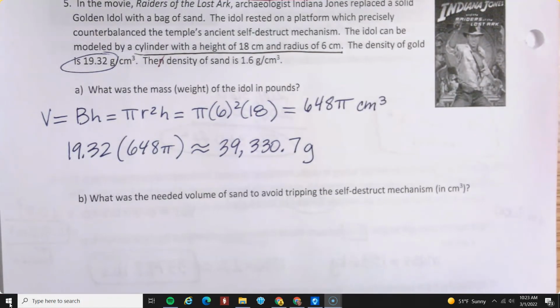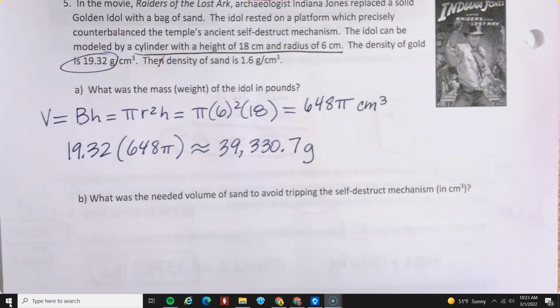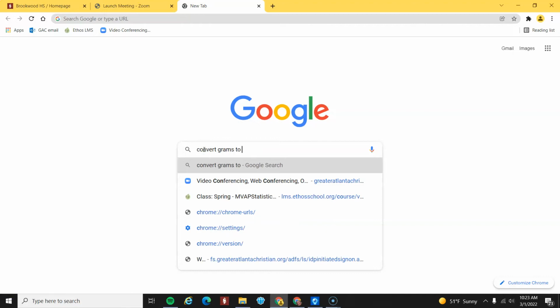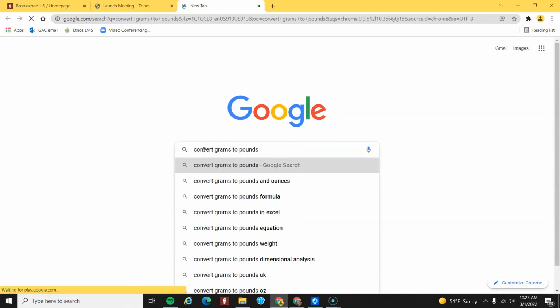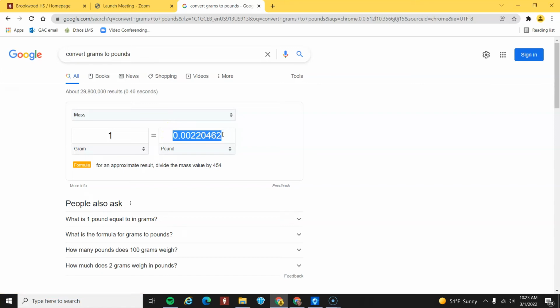All right, so I need to figure out what the weight is in pounds. So again, I need to convert grams to pounds. Let's go ahead and hit up Google and type convert grams to pounds. 1 gram is this amount of a pound. A pound is bigger than a gram. So for each 1 gram I have, I'm going to multiply, and you don't want to round this much because that's a very small number. You want to be as precise as you can. So I'm going to go with 0.0022.